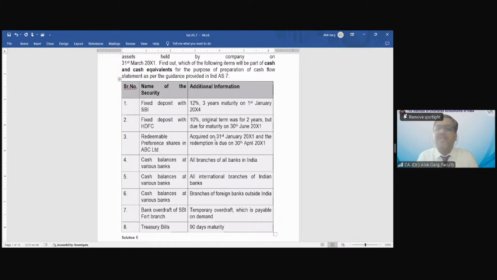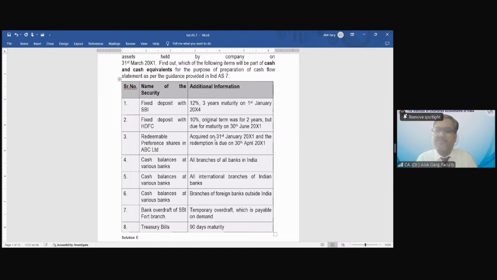Okay. So cash and cash equivalent. First of all, where students are making a mistake is that they don't understand the logic or the concept of cash and cash equivalent, right? What is cash? You all understand. Cash on hand is cash. Correct? And even the cash which is lying in your bank account is also cash.